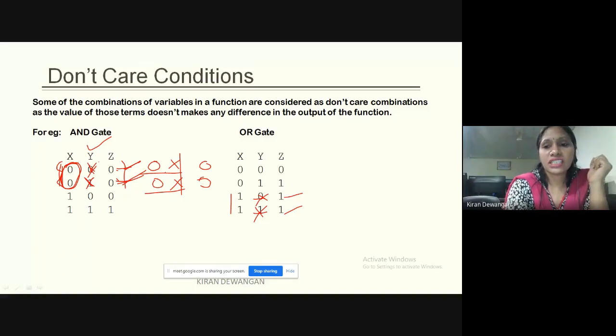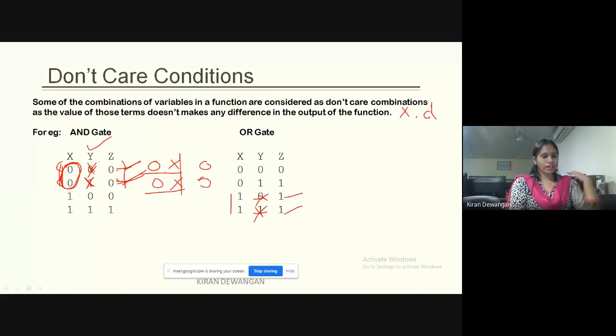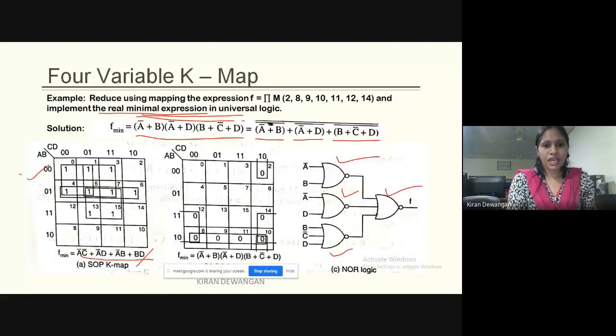These are represented by either X or small d. D से represent करते हैं और X से represent करते हैं. So these combinations are, we can take either 0 or 1 depending on our requirement. जैसे यहाँ पर मैंने आपको बताया था, इस क्वेश्चन में नहीं, हाँ इसी क्वेश्चन में.